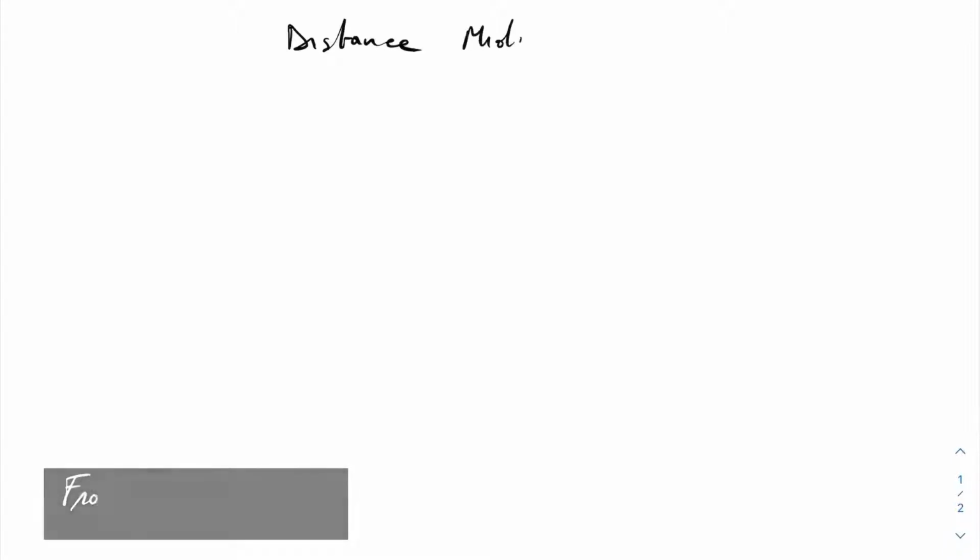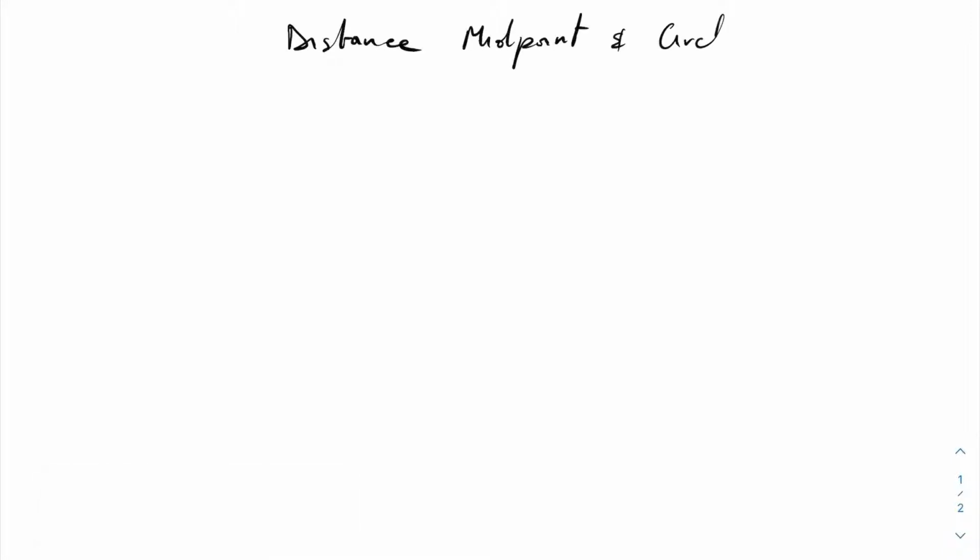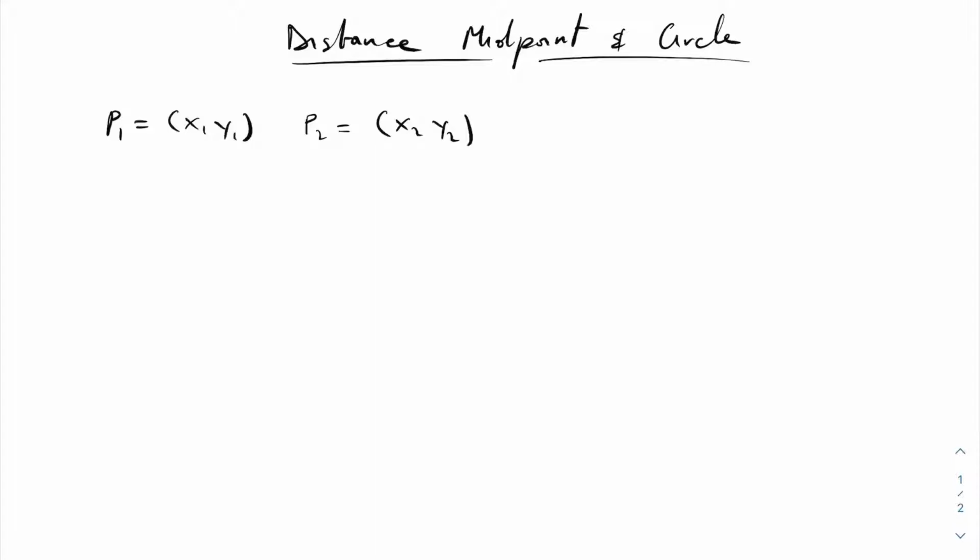Today we're going to cover the distance formula, the midpoint formula, before finally talking about the equation of a circle. And so, let's just jump right into it. So let's say you have 2 points. The first point P1 of coordinate x1, y1, and the second point P2 of coordinate x2, y2. How do you find the distance between these 2 points?